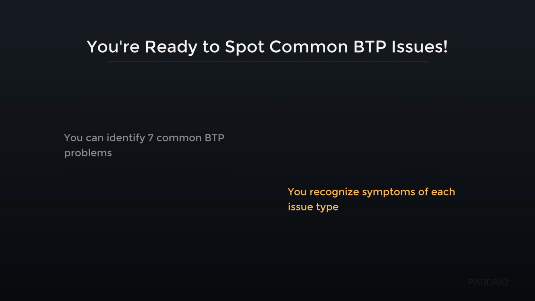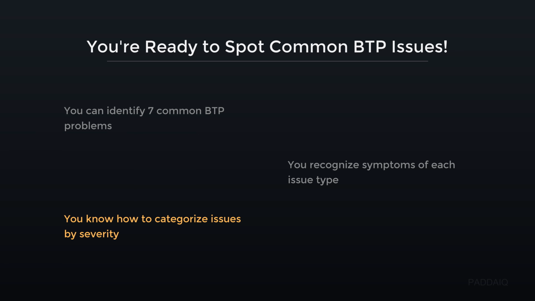You recognize symptoms of each issue type. This means you can identify the early warning signs that indicate a specific kind of problem has occurred. For instance, if a user reports a custom application is slow, you might suspect a performance issue in the underlying microservice. This skill is key to fast and effective troubleshooting.